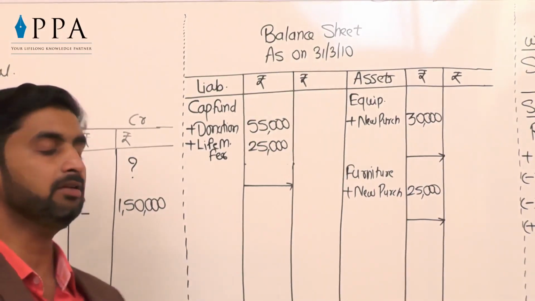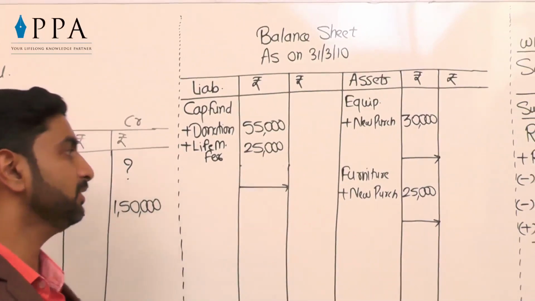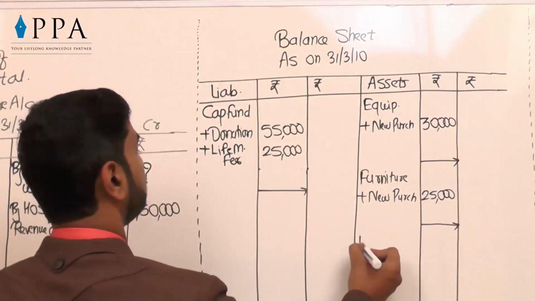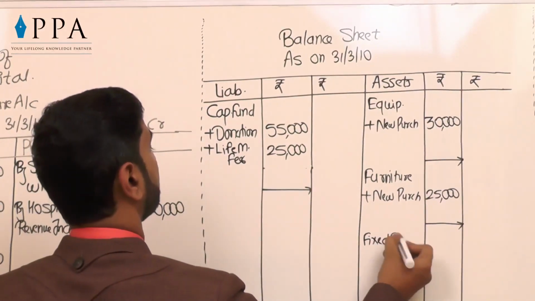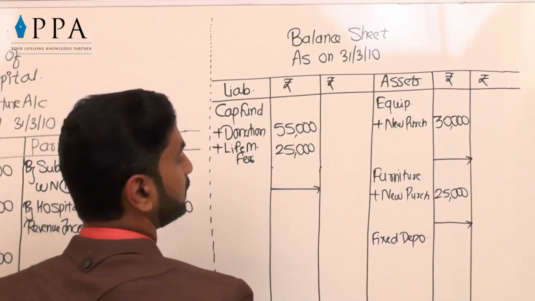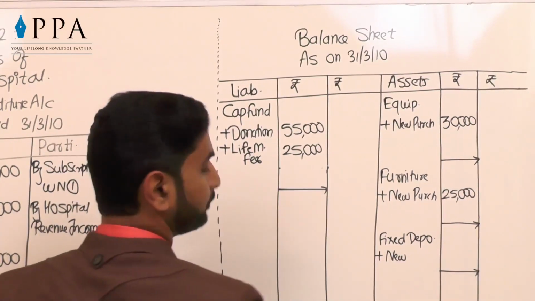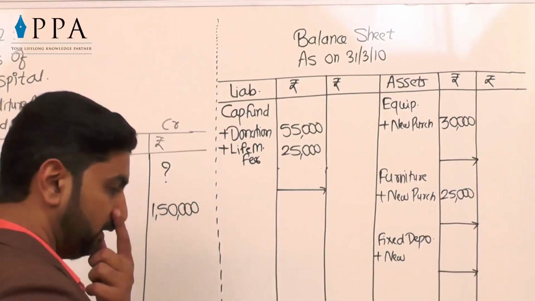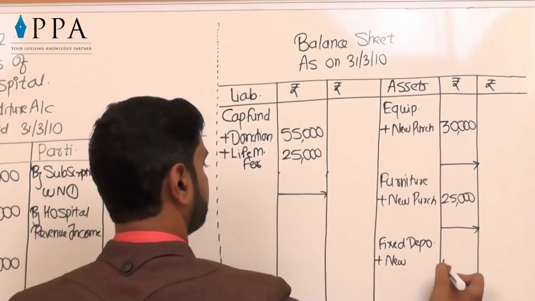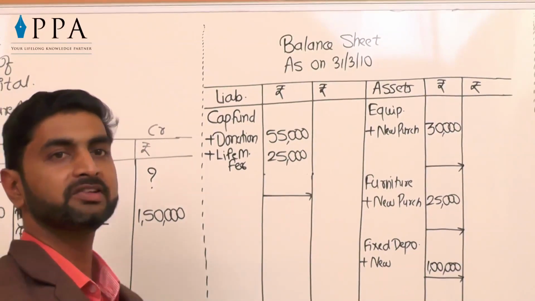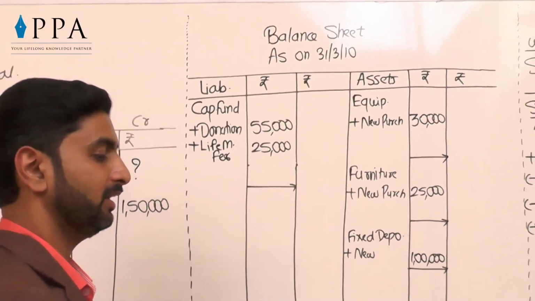Again the same heading, FD created. So you have purchased a new asset, that is you have transferred the amount to FD, it is our asset. So fixed deposit. I don't know whether there is any opening balance, add new. So new deposit we have created is 1 lakh rupees. Shown by the receipt and payment account credit side. I repeat, we are posting the receipt and payment account credit side.